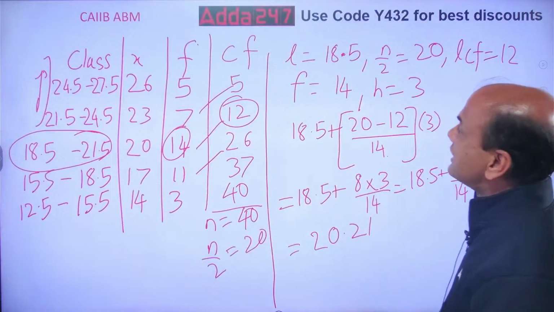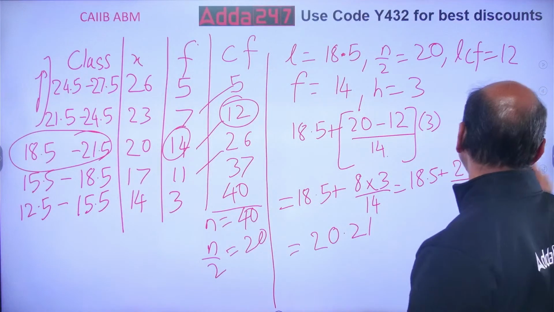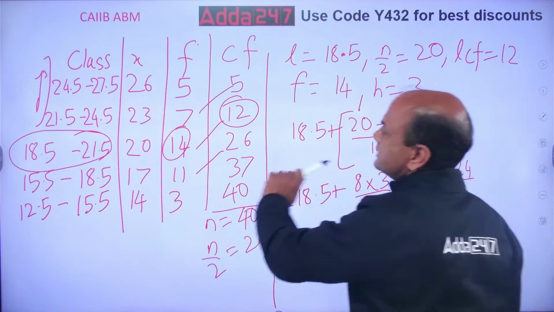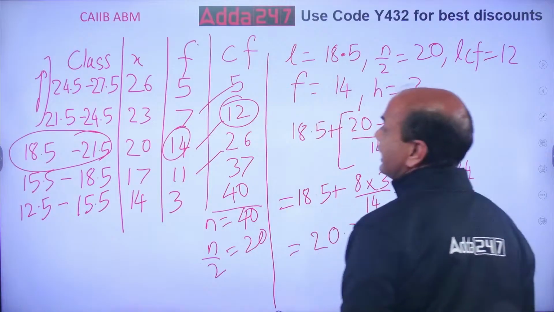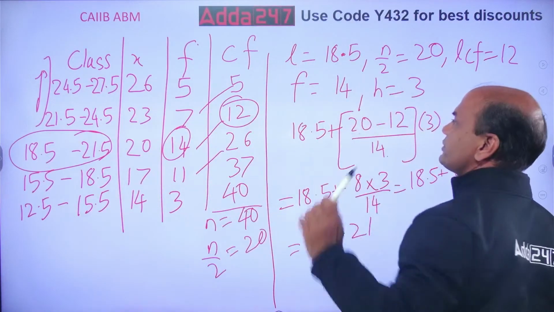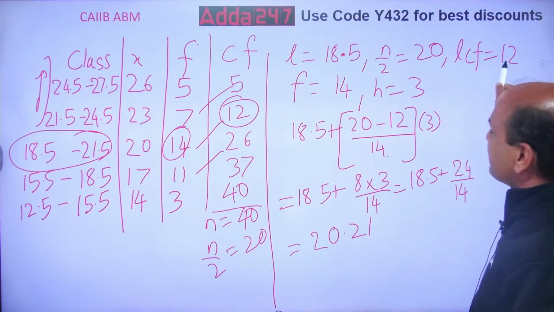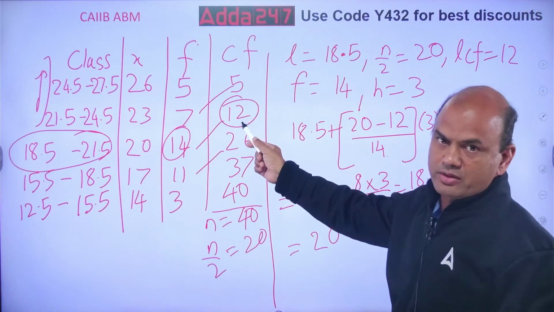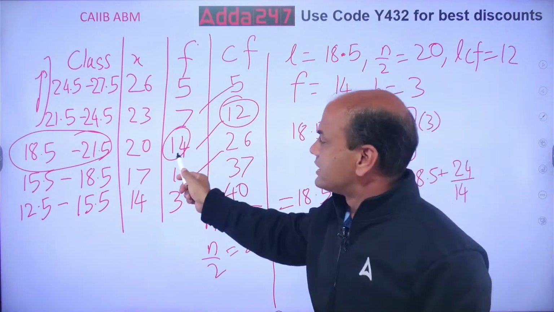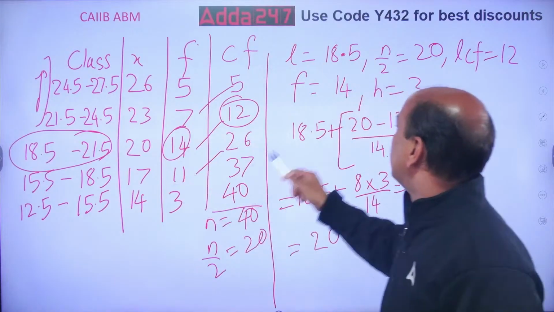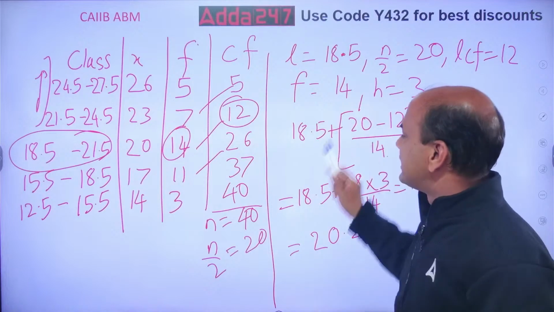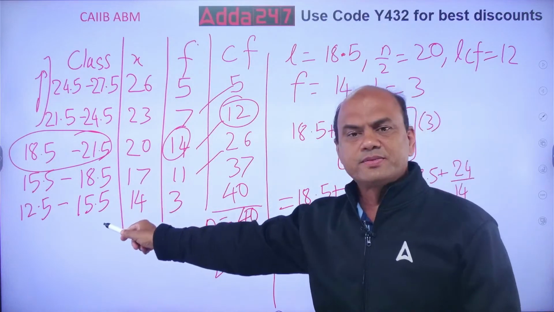Okay? So now let's solve this. L is 18.5, see this 18.5, L1, this part. You can write this as L1 also. N upon 2 is 20. LCF means CF is 12 over here. Then F is 14, this is 14. Then H means width. You can write it W also. Width is basically 3, the difference.